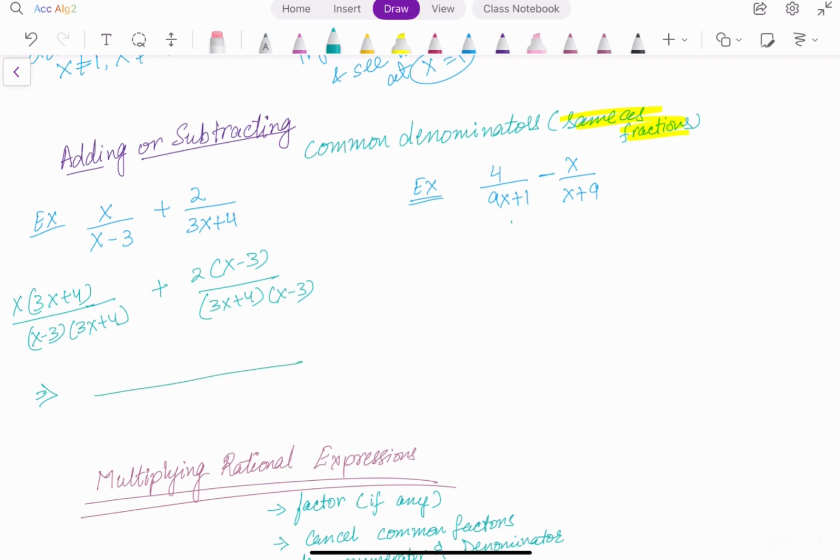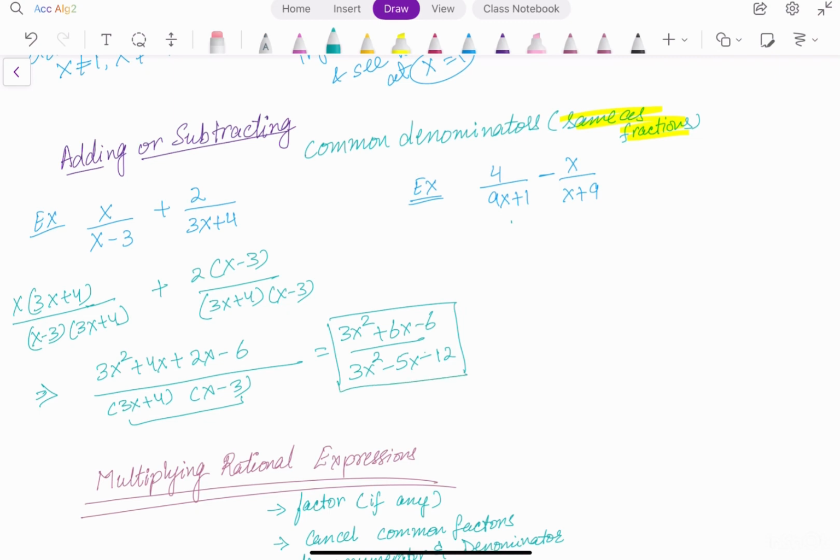Now when you are making the common denominator, don't add the denominators again. We will just take the one common denominator, so only (3x plus 4) and (x minus 3). But we will add the numerators together. So if I simplify it, it will be 3x squared plus 4x plus 2x minus 6. We can combine the like terms: 3x squared plus 6x minus 6 over (3x plus 4) times (x minus 3), that will be 3x squared minus 5x minus 12. This is your final answer.